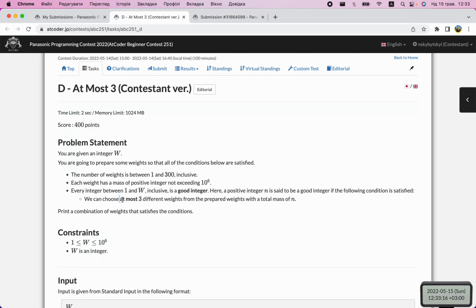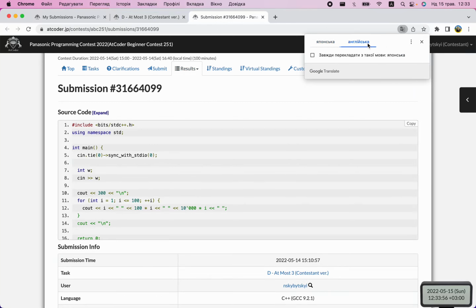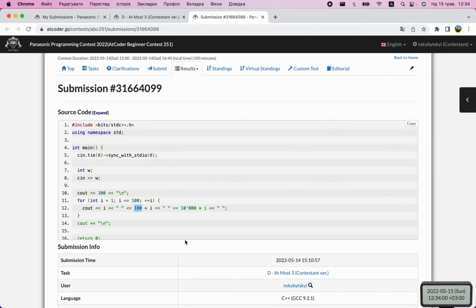I thought, okay, we need at most 3. So 300 over 3 sounds like 100. And then I realized, okay, 100 times 100 times 100. If we divide our weights into 3 groups and combine integers only from different groups, then I'm already getting 10 to the 6 different elements. So I said to myself, oh, well, that's actually nice. Let me do just this. And then I realized that 10 to the 6 is 100 cubed. So I decided to represent every integer in base 100, basically.